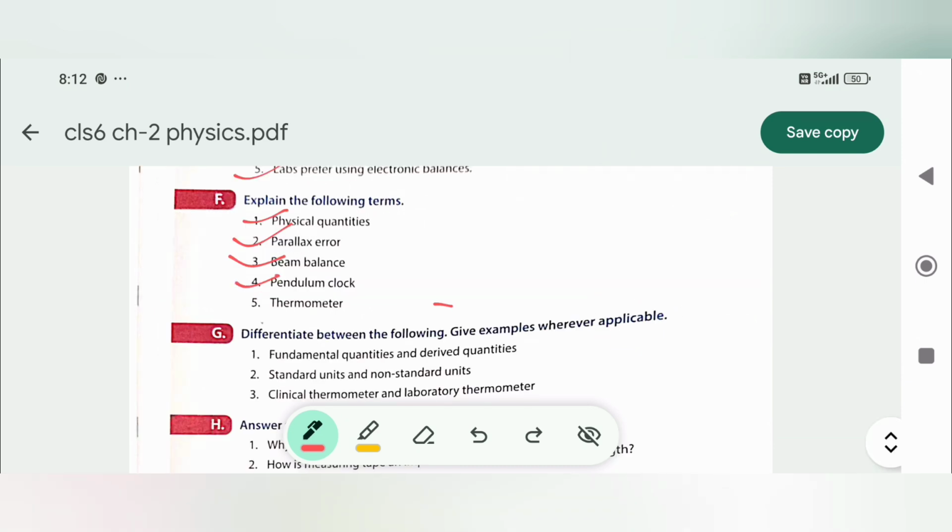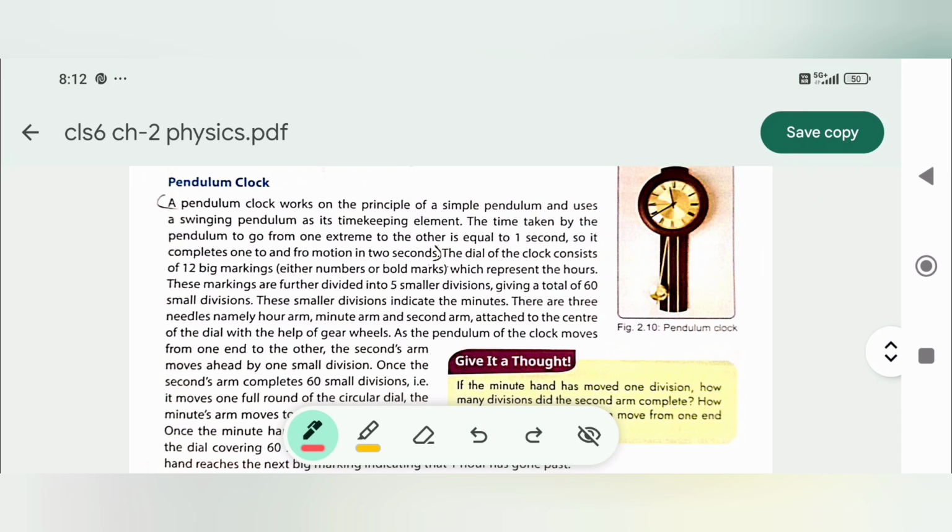Next 4, pendulum clock. A pendulum clock works on the principle of a simple pendulum, and uses a swinging pendulum as its timekeeping element. The time taken by the pendulum to go from one extreme to the other is equal to 1 second. So it completes one to-and-fro motion in 2 seconds. This is FK 4.